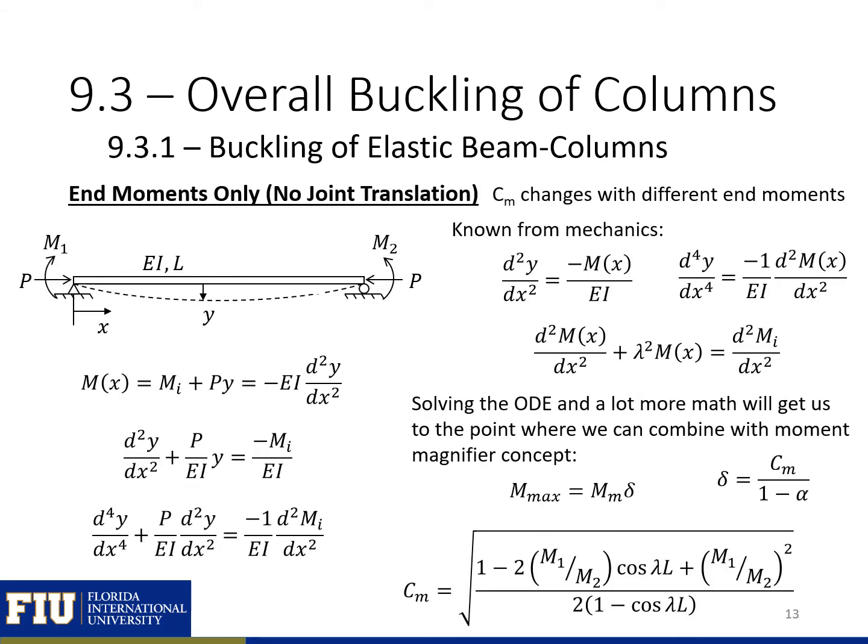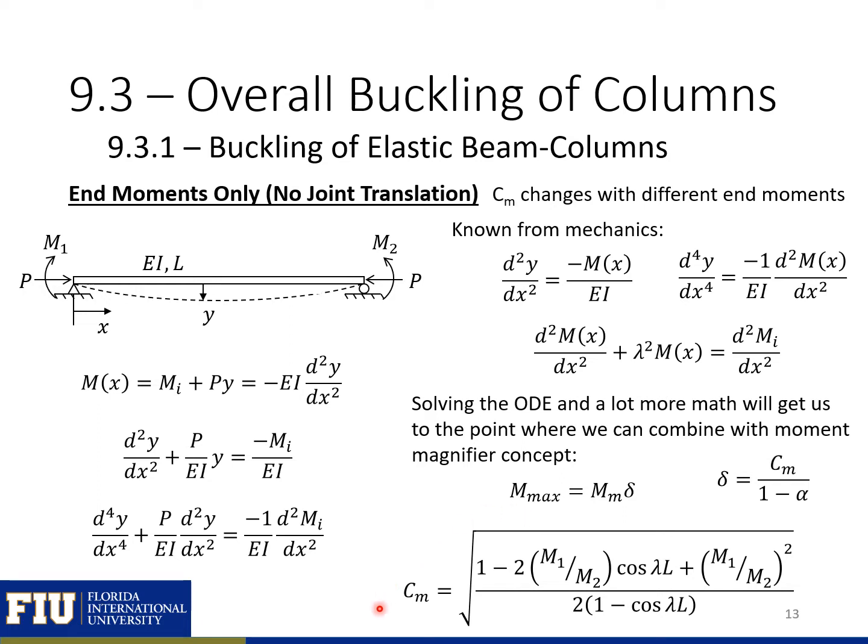We can also look at a simply supported case with different end moments. So with an end moment of M1 on the left and M2 on the right. Again, we can start from our equilibrium of our deflected shape with our moments, and not going through the derivation, but eventually solve for our M max.